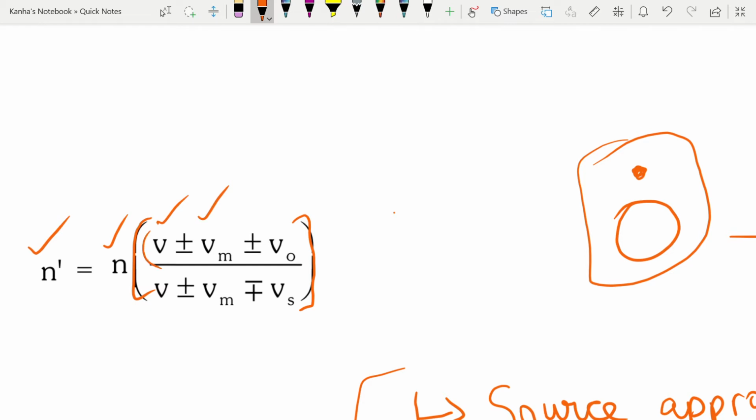So note the first two things are common for both. Now next is my velocity of observer and velocity of source. As you can see, you don't need to remember what the plus and minuses are right now. If your logic is clear, then my velocity of sound will be replaced by velocity plus or minus velocity of medium. And what about observer and source? Note that observer is coming in the numerator, source is coming in the denominator. And how to fix the sign of these two?